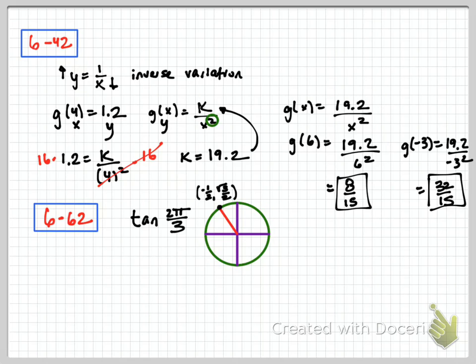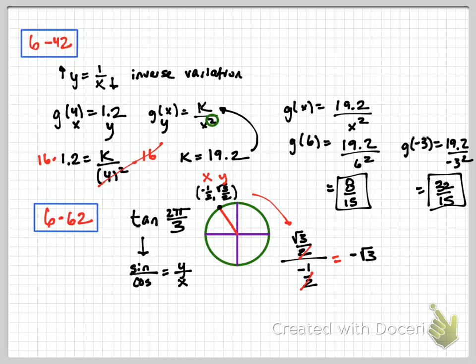Okay, now, if we go back to what tangent is equal to, sine over cosine. And sine over cosine is equal to y over x. So now we're going to look at our y coordinate, which is root 3 over 2 over our x. So if we were to expand this, we'd have root 3 over 2 divided by negative 1/2. The 2's cancel. End up getting negative root 3. Same denominator. Boom, you're done.